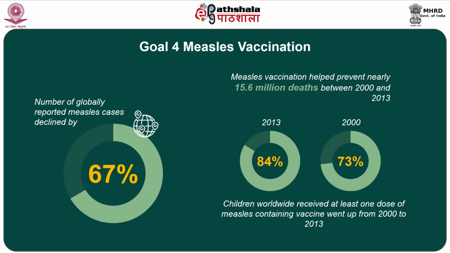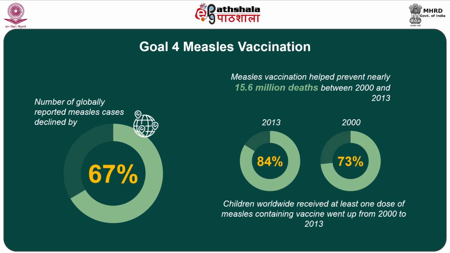Measles vaccination significantly helped in preventing nearly 15.6 million deaths during 2000 and 2013. The number of measles cases reported globally declined by 67%. Across the world, 84% of children received at least one dose of measles vaccine to contain the measles epidemic.